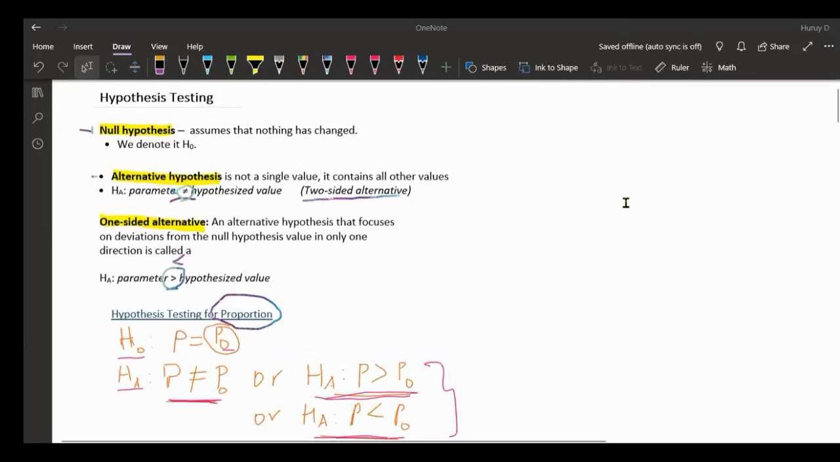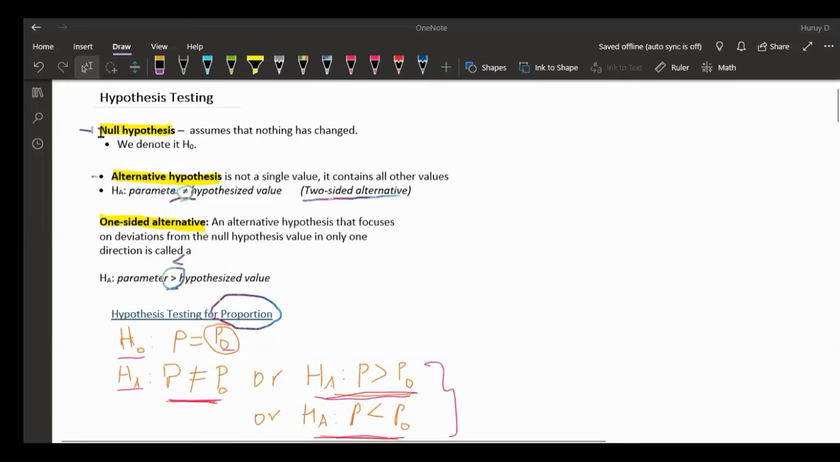So the first one that we will be talking about is the hypothesis testing for proportion. Now, what is hypothesis testing, or how many hypotheses can we have? So hypothesis testing is just a statement, but it contains two statements. The first one is the one that we call the null hypothesis, and the second one is the alternative hypothesis.